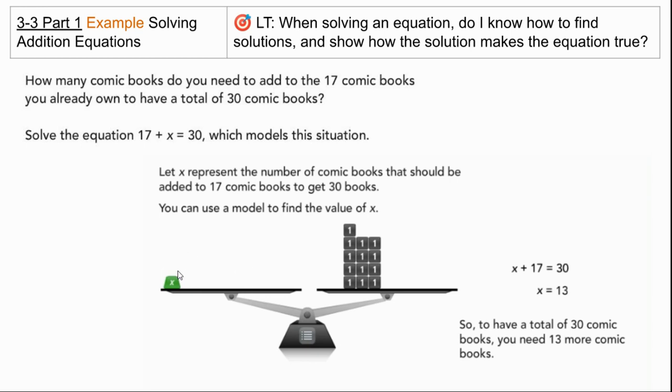So if we added 17 to x to get 30, then x would be equal to 13. Okay? So if there was 17 here with the x, there would be 30 on this side. We take 17 from here and we take 17 from here, we're left with 13 on the right and x isolated by itself on the left. x plus 17 equals 30, and the solution is x equals 13. So you have a total of 30 comic books. You need 13 more comic books.